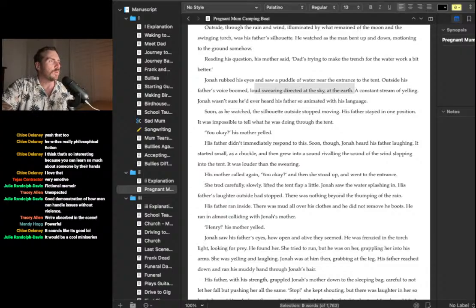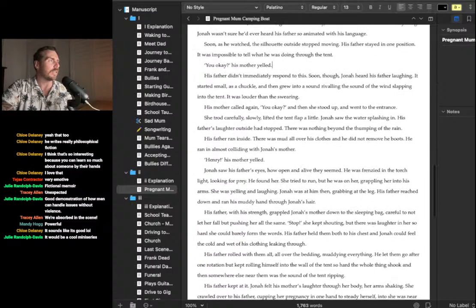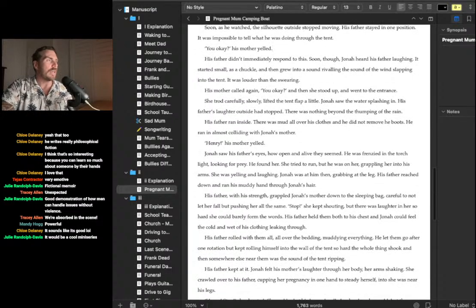As soon as he watched the silhouette stop outside, his father stayed on. It was impossible to tell what he was doing through the tent, so it's a bit scary, right? "You okay?" his mother yelled. His father didn't immediately respond to this. Soon, though, Jonah heard his father laughing. It started small as a chuckle and then grew into a sound rivaling the sound of the wind slapping into the tent. It was louder than the swearing. His mother called again, "You okay?" And then she stood up and went to the entrance. She trod carefully, slowly, lifted the tent flap a little. Jonah saw the water splashing in. His father's laughter outside had stopped. There was nothing beyond the thumping of the rain. His father ran inside. There was mud all over his clothes, and he did not remove his boots. "Oops, got to fix that up."